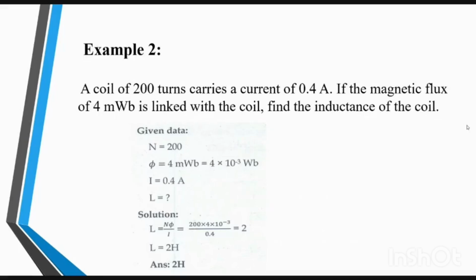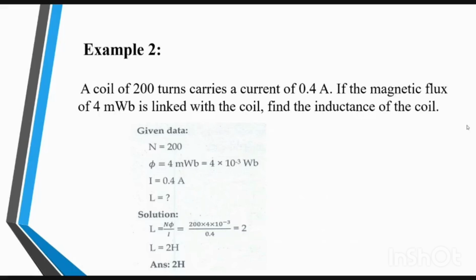Next question. A coil of 200 turns carries a current of 0.4 ampere. If the magnetic flux of 4 milliweber is linked with the coil, find the inductance of the coil. So the number of turns N is given as 200, phi equal to 4 milliweber, that is equal to 4 into 10 raised to minus 3 Weber, and the current is given as 0.4 ampere. So we need to find out the inductance L.